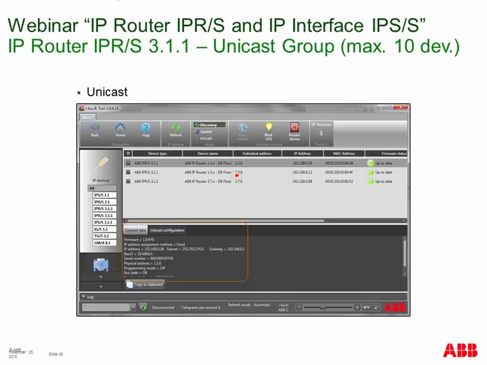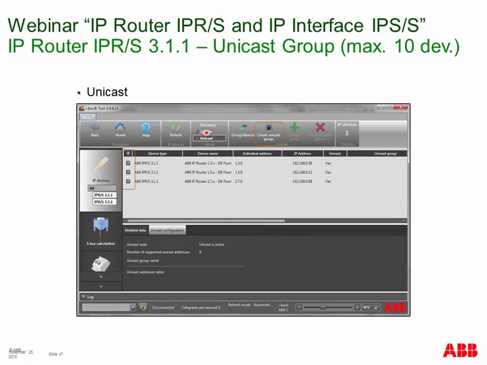Back to our IBAS tool. You go now here to Unicast. You see here is a further option, Unicast. So we have our 3 IP routers as before. We go to Unicast configuration. You see again your IP routers. And here's a further button now, create Unicast group.